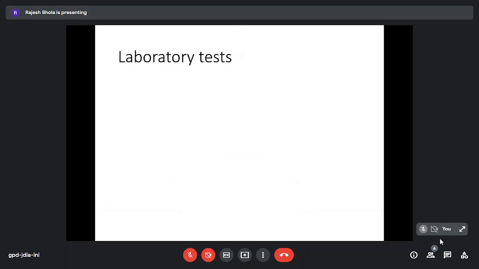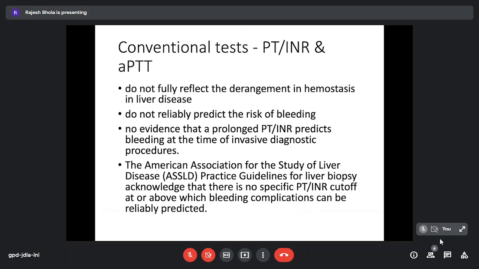Then all these coagulation abnormalities can be diagnosed or indicated by certain laboratory tests. The widely available tests are the PT-INR and the APTT. But the problem is that they do not reflect the derangement in hemostasis in liver disease. They do not reliably predict the risk of bleeding. And there is no evidence that a prolonged PT or INR predicts bleeding at the time of an invasive diagnostic procedure. That is why the American Association for the Study of Liver Diseases practice guideline for liver biopsy acknowledges that there is no specific PT-INR cutoff at or above which bleeding complications can be reliably predicted. So PT-INR is not going to predict the bleeding risk in chronic liver disease patients.